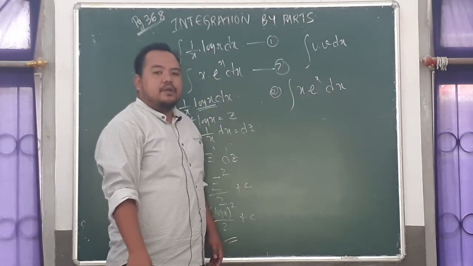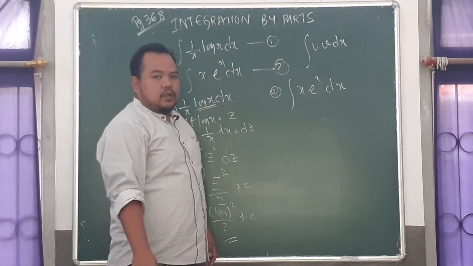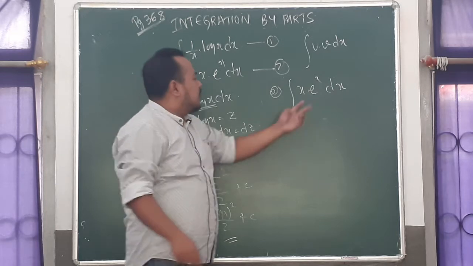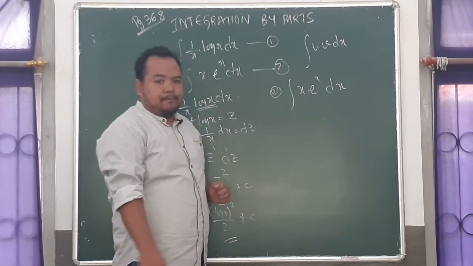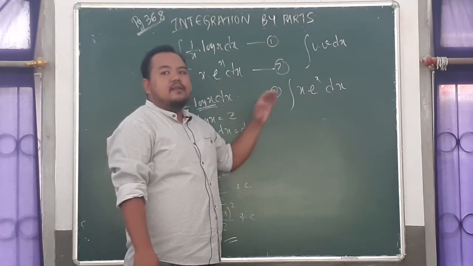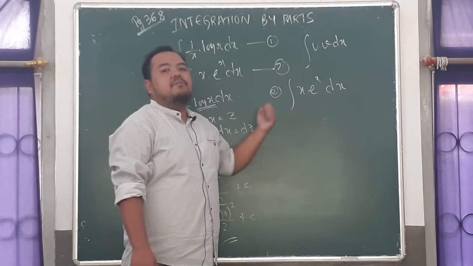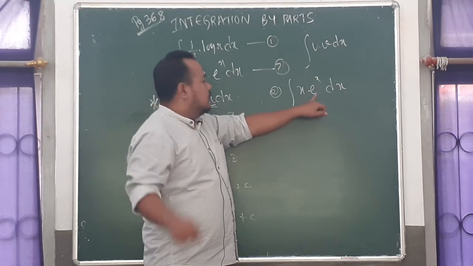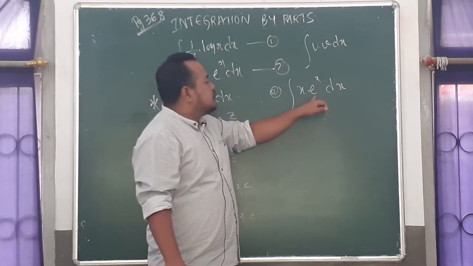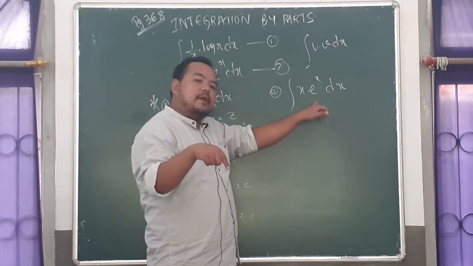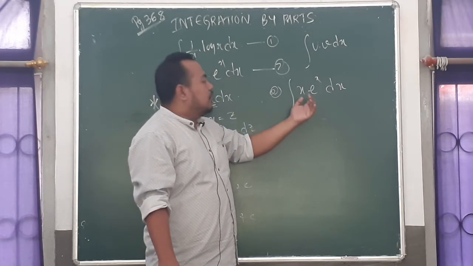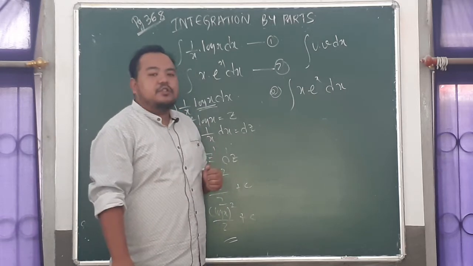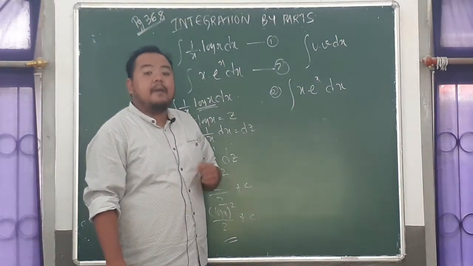But the problem here is we cannot use substitution, because in the first class I explained that whenever there are two functions we always try substitution. If substitution does not work, then the second option you have is by parts. When you differentiate x, you get 1, you are not getting e to the power x, and differentiation of e to the power x is also e to the power x, that means you are not getting x. So for this question we cannot use integration by substitution, so we have to use integration by parts.